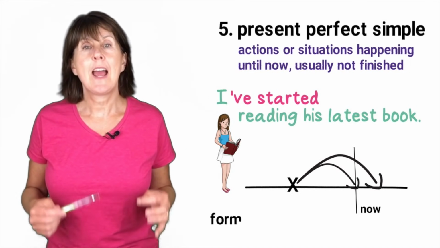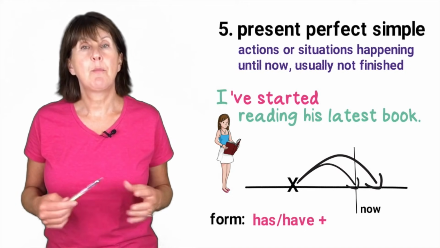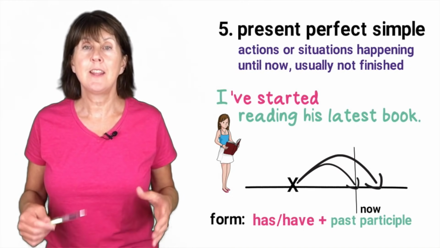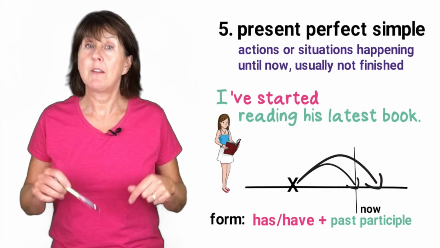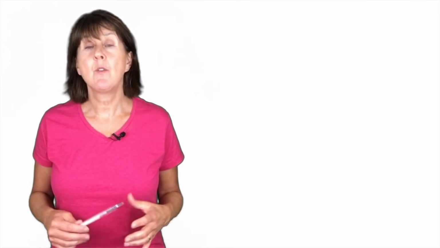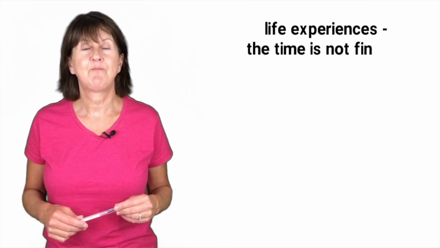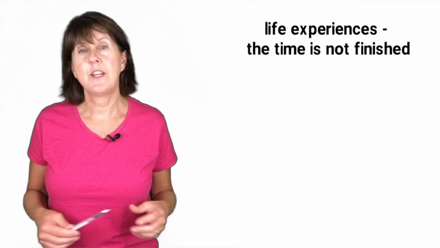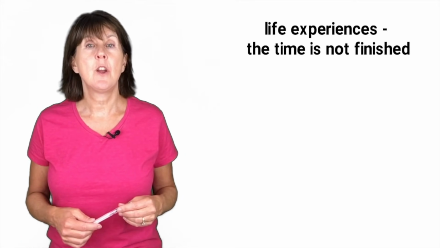The form is have or has plus the past participle. Again, these need to be learnt and can be found on a link down below. The present perfect is also used for life experiences. As this is unfinished time, your life is not over.